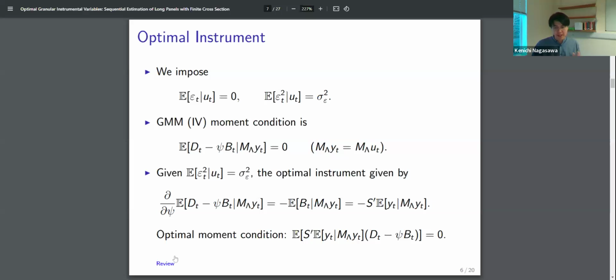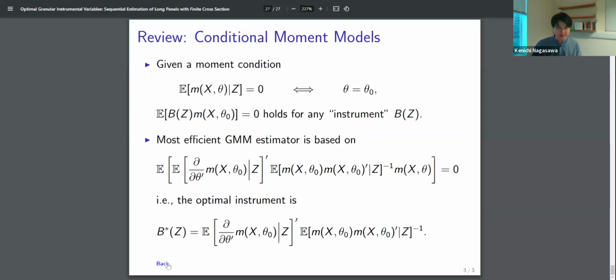So this is the optimal instrument. Just for the sake of reviewing, if you have studied GMM for a while, this is the general optimal instrument in the conditional moment restriction. If you have this moment condition, where m is the moment function and z is the conditioning variable, then this unconditional moment holds, where the unconditional moment is created by having this vector of instruments, which is a function of this conditioning variable z.